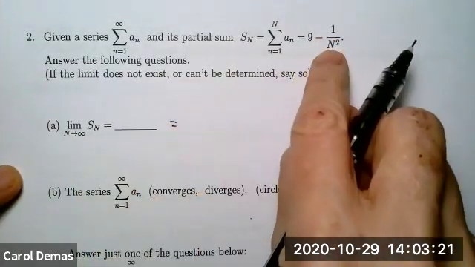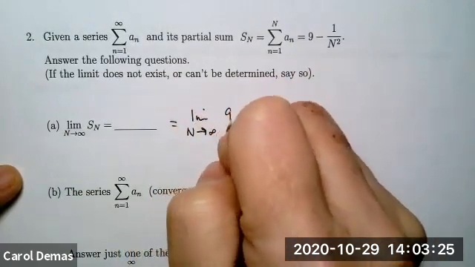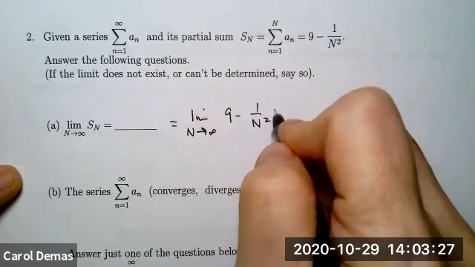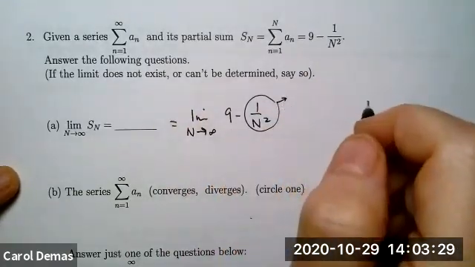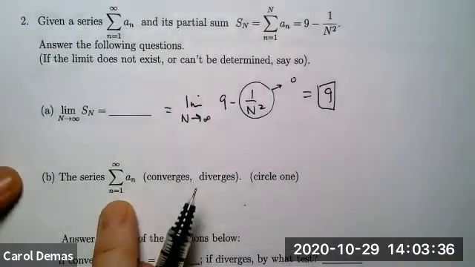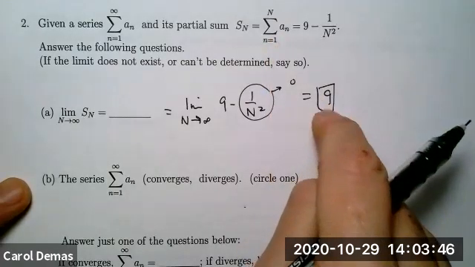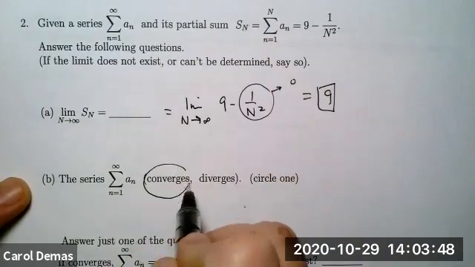Well, we're given an expression for it, so we'll just let capital N go to infinity. And where's this guy going? 0. So that limit's going to be equal to 9. Okay, can we conclude that the series a sub n converges? Yes, if the sum of all those a sub n's is equal to 9, it definitely converges. Okay.